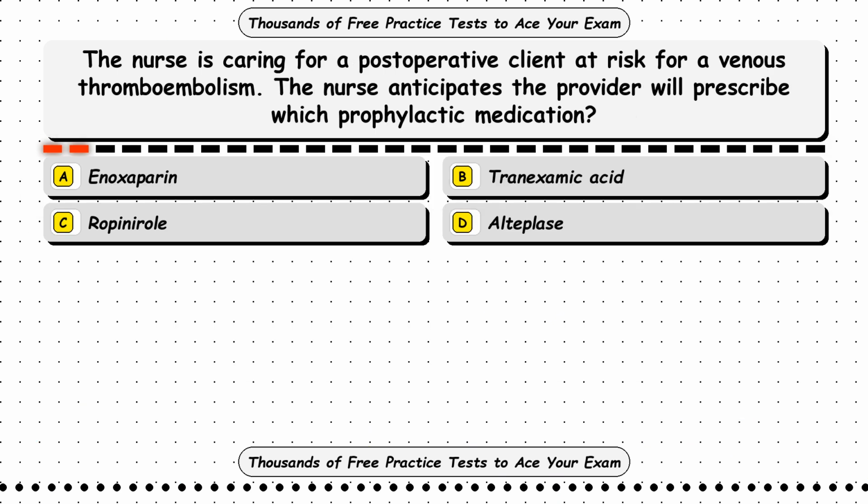Question 87. The nurse is caring for a postoperative client at risk for a venous thromboembolism. The nurse anticipates the provider will prescribe which prophylactic medication? Option A, enoxaparin. Option B, tranexamic acid. Option C, ropinirole. Option D, alteplase.